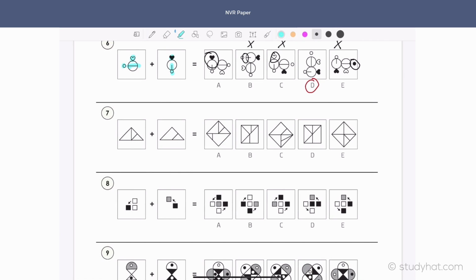Number 7. Let's go through this again and see what's wrong. That's basically the easiest way to do these ones. This is just to eliminate. This is incorrect. It's not the right size as this one here, is it? So we'll take that away.